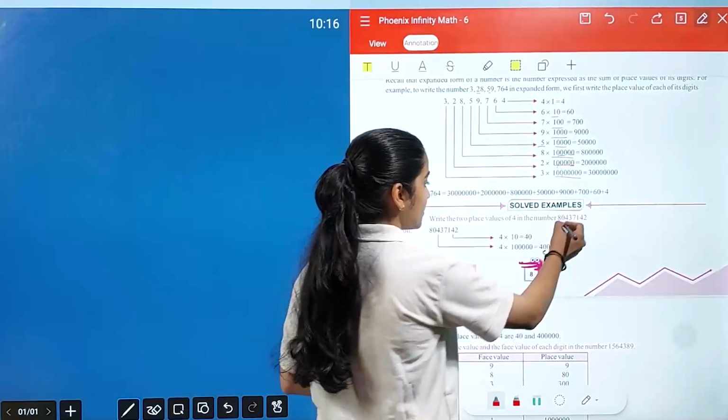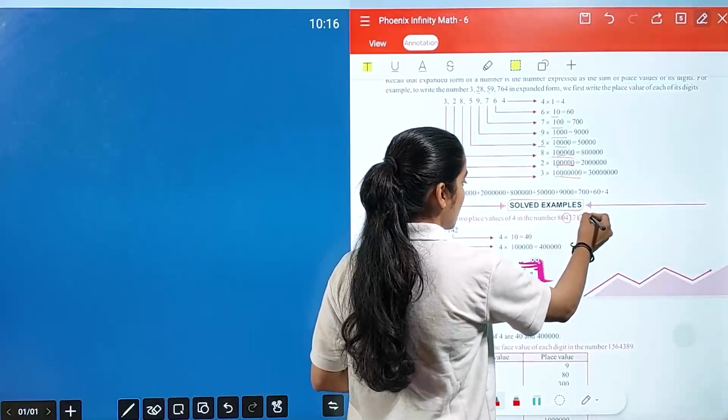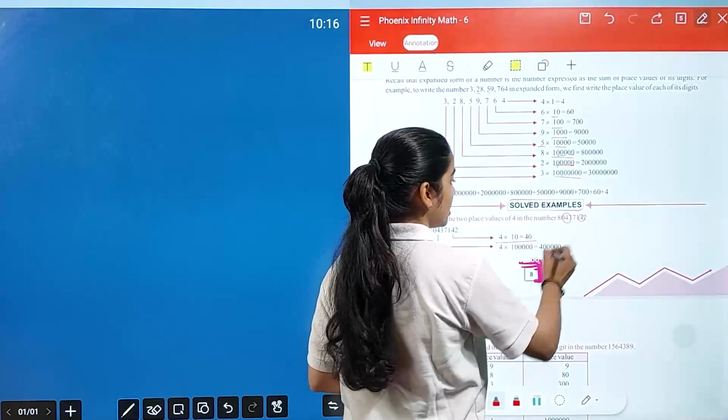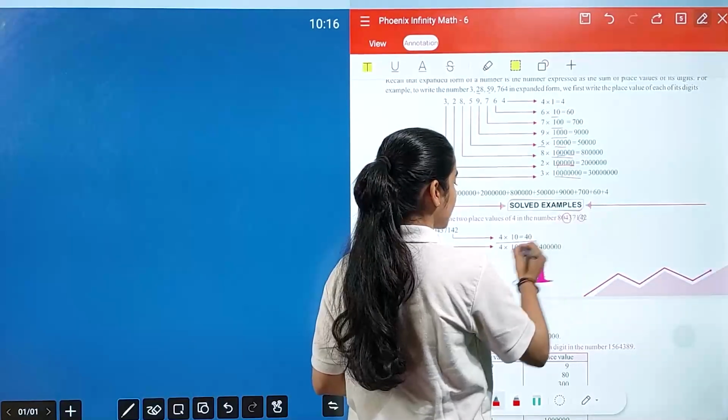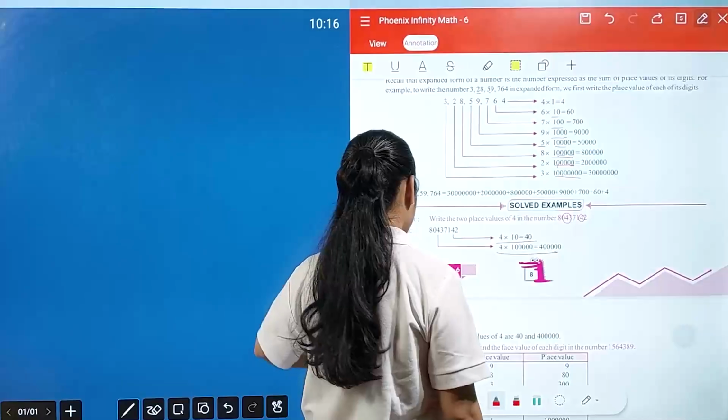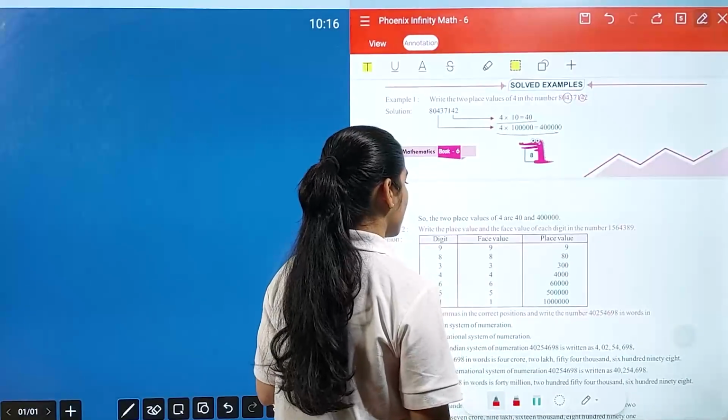So we have to write the places of 4 only. So ones and tens. So first is 40, tens, 100, 1,000, 10,000, 1 lakh. So 4 multiplied by 1 lakh is 4 lakh. So the two place values of 4 are 40 and 4 lakh.